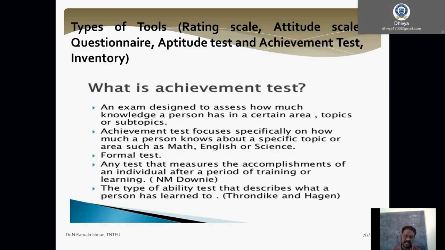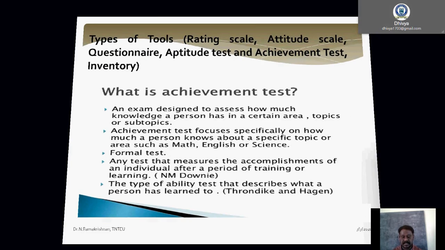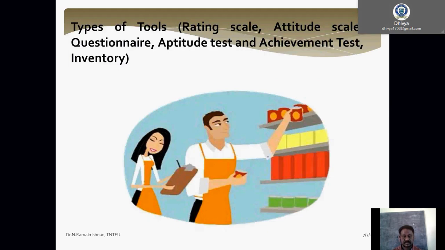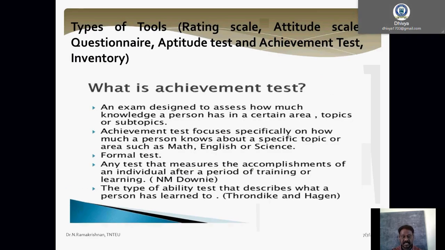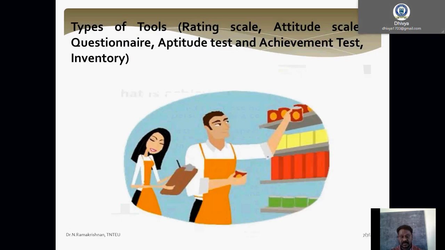An achievement test focuses specifically on how much a person knows about a specific topic or area such as math, English or science. It is a formal test, any test that measures the accomplishments of an individual after a period of training or learning. Okay, this is about the achievement test. So two tests are over, aptitude test and achievement test.